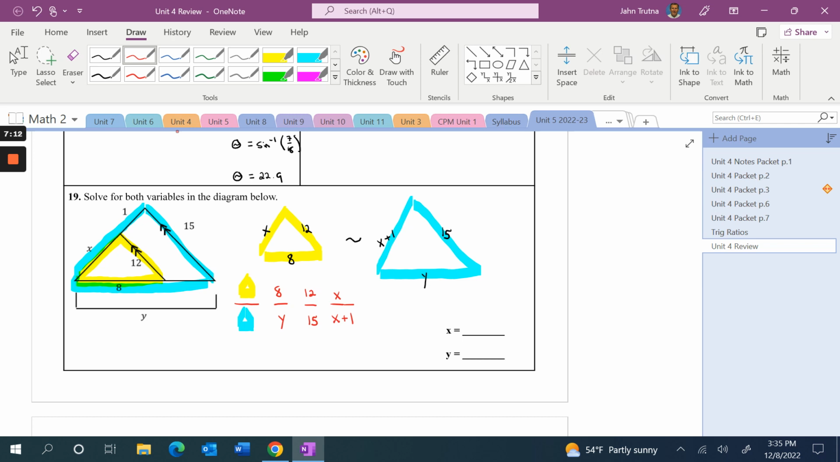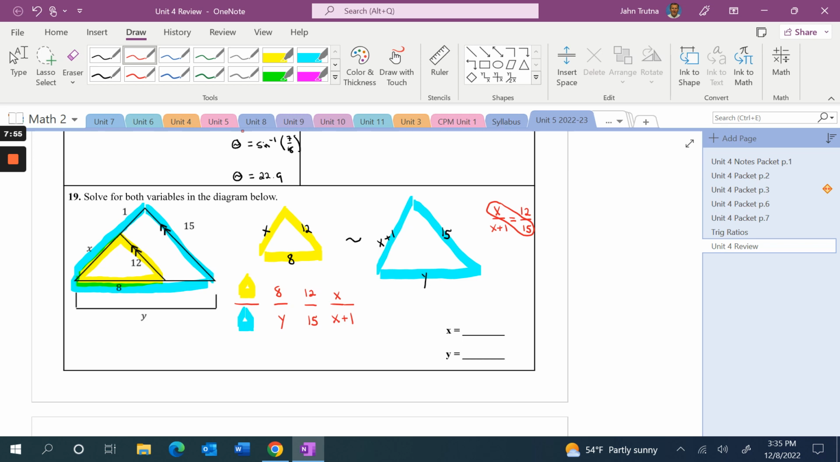Then what I do is I'm going to cross multiply to solve for x, and then I'm going to have to reset another problem and cross multiply to solve for y. Now, when you cross multiply, you only need two ratios or two fractions. So I'm going to solve for x first. I'm going to choose the ratio x over x plus 1, and I'm also going to choose 12 over 15. You don't want to choose 8 over y with x over x plus 1 because that would create two different variables in the same problem. I cross multiply, and I can do that because these ratios are equal because the triangles are similar.